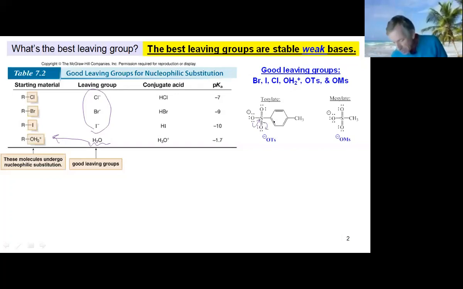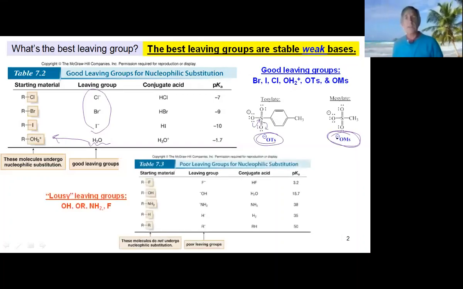The other beauty of this, now that you've seen its ugly structure, is that now we can start abbreviating tosylate with negative OTs, and negative OMs. So you might see that coming up in a minute. This is to help us abbreviate this big, huge, resonance stabilized, negatively charged tosylate or mesylate.